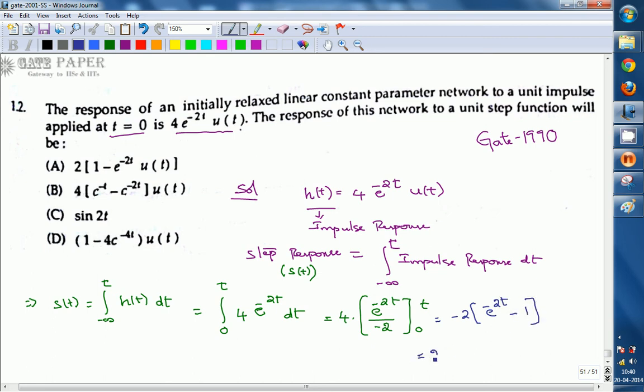So this equals 2 of 1 minus e power minus 2t, and this is applicable for t greater than or equal to 0. Finally, the step response s of t equals 2 into 1 minus e power minus 2t into u of t. So the answer A is correct here. Simply by applying the integration to the impulse response, we will get the step response.